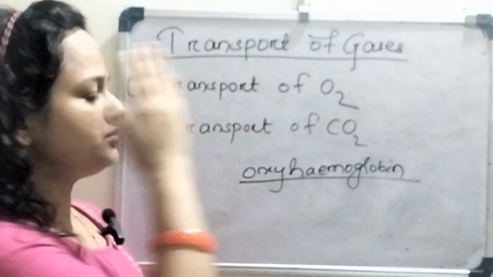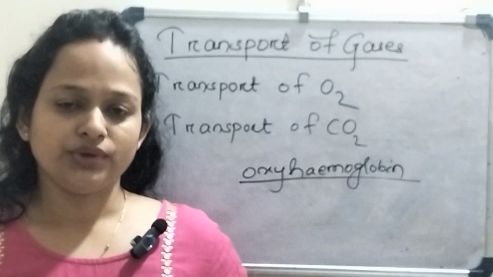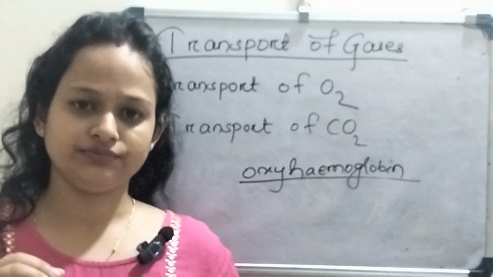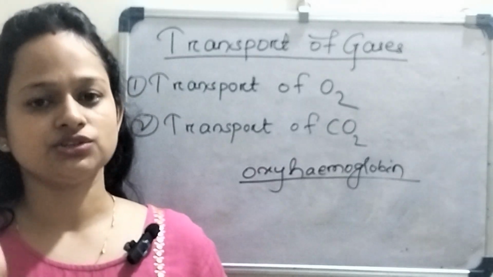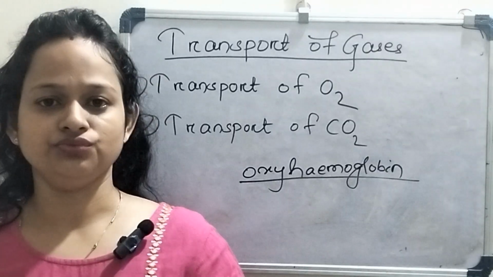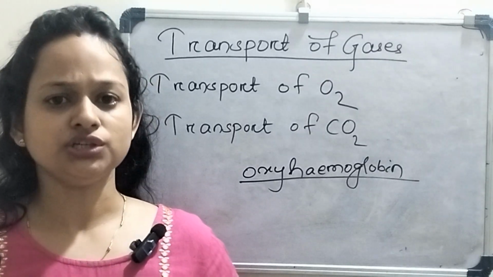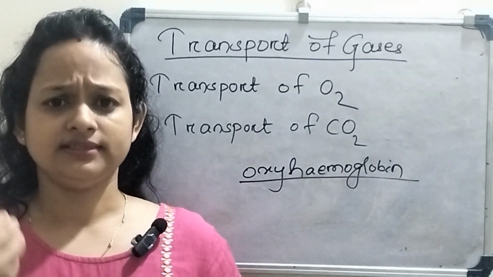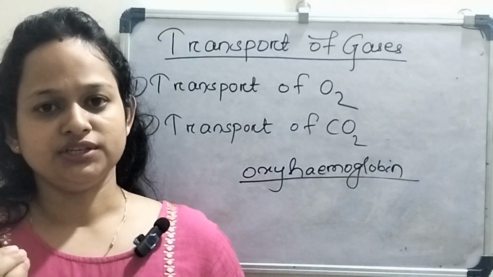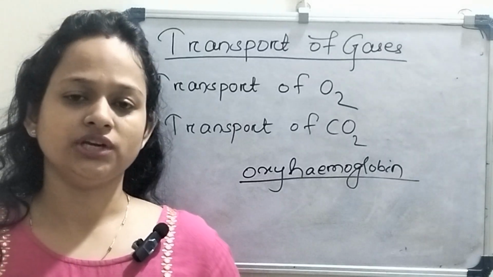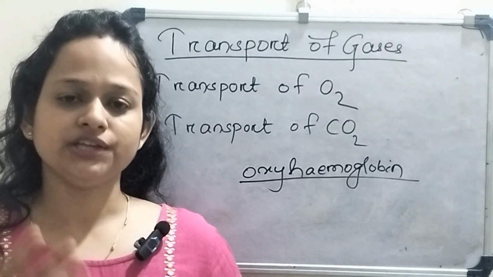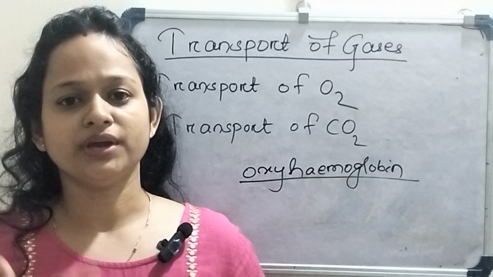Then come to the transport of carbon dioxide. When the oxygen reaches different types of cells and is used in different metabolic activities, the cells or tissues release carbon dioxide, and this carbon dioxide has to be returned to the alveoli through the blood, and the carbon dioxide has a very good affinity with water as compared to that of blood. So the carbon dioxide is carried through the blood in the bicarbonate form.